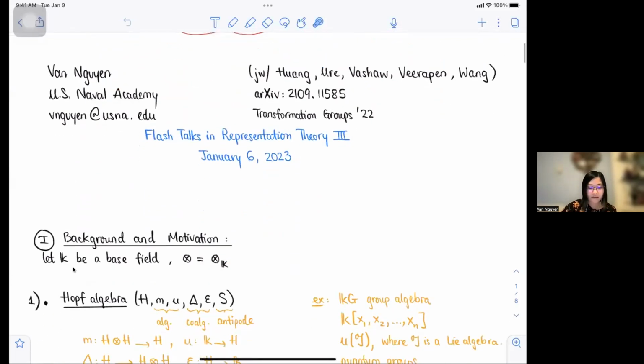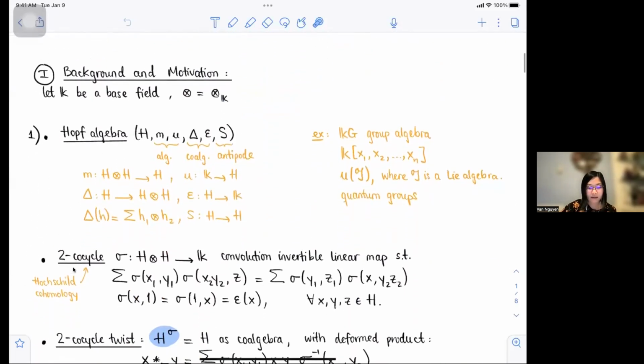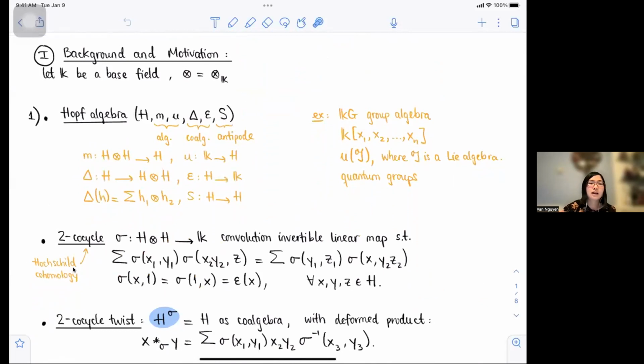First, I'm going to give some basic background and motivations. I'm going to talk about two different kinds of deformations, which in our paper we actually call twisting or twisted algebras. Again, everything is going to be over some base field. It doesn't matter the characteristic. It doesn't matter whether it's algebraically closed. And tensor product will be over K unless notified otherwise.